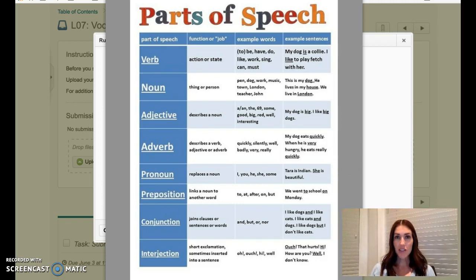So there is my English tip, parts of speech. Some vocabulary words could be some of these different parts of speech, so you need to make sure you're looking at that and using that correctly in the vocabulary quiz. If you have any questions, let me know.